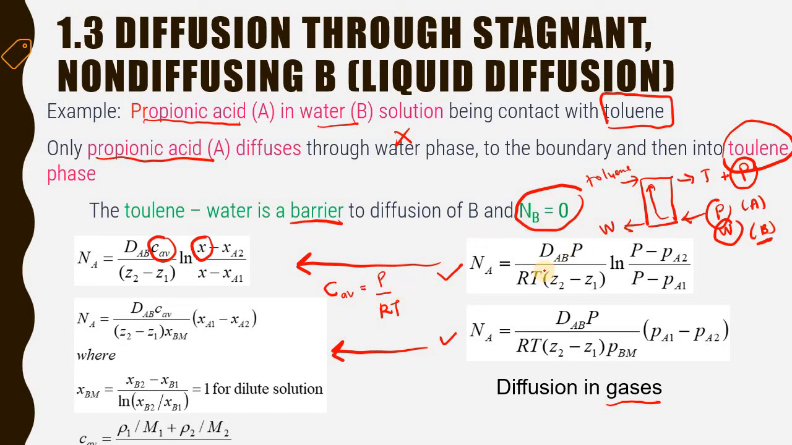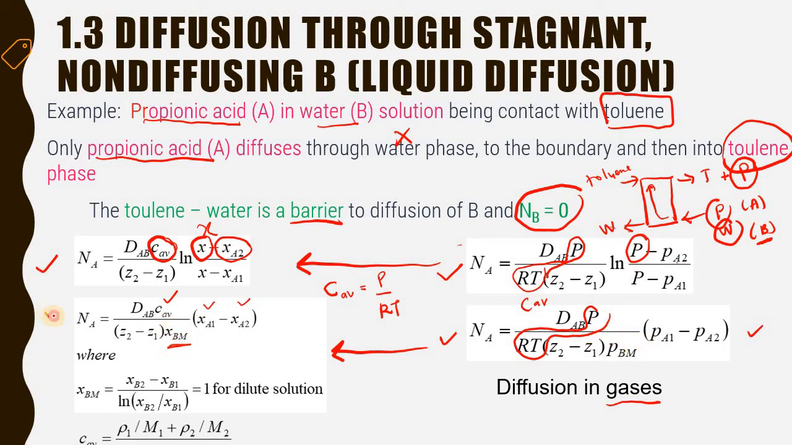So P over RT will be changed into C average. That's why we have C average here. The P here will be replaced with mole concentration, and PA2 will be changed to XA2 here. So we will have this equation, a direct transformation of the equation from gas to liquid. The same goes for here. We have another example, if you can still remember, using PBM. We only change the P over RT into C average, PA1 and PA2 into XA1 and XA2, and PBM into XBM.